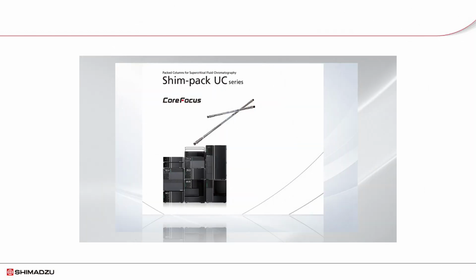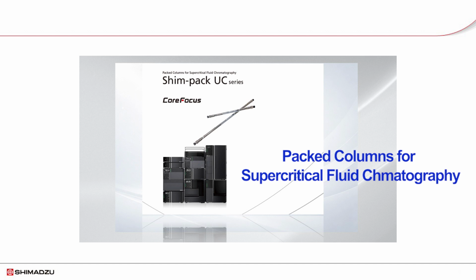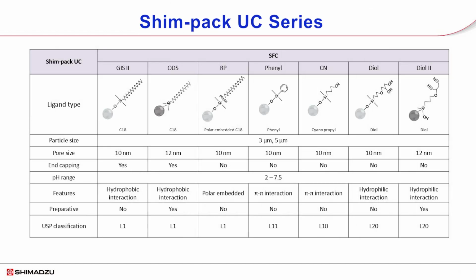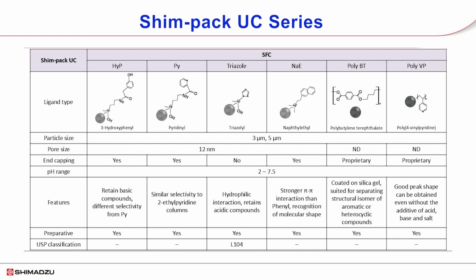To meet the unique demands of supercritical fluid chromatography, Shimadzu introduces the Shim-pack UC series. Unlike limited traditional options, this series offers 20 distinct stationary phases, giving you the precise selectivity needed for everything from basic to acidic compounds.